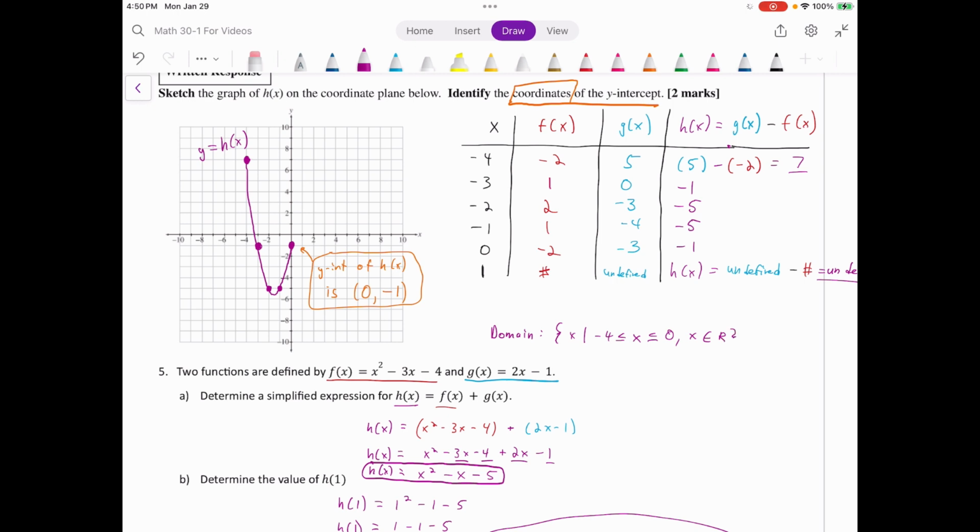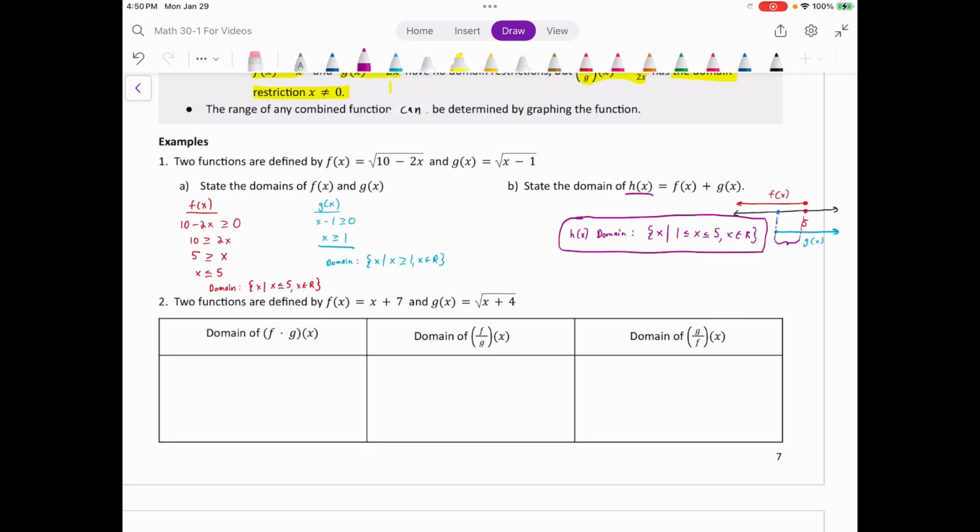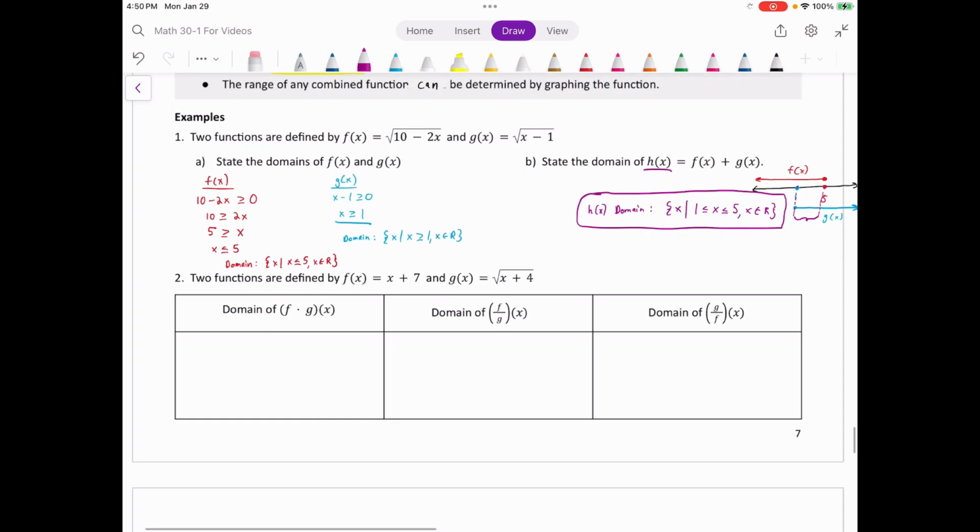X is an element of the real numbers. Just the domain that's common to both f and g, because both of those go into figuring out h. All right, so back to the last example here on page 7. Just wanted to take a look at that again now that we've talked about the domain stuff.